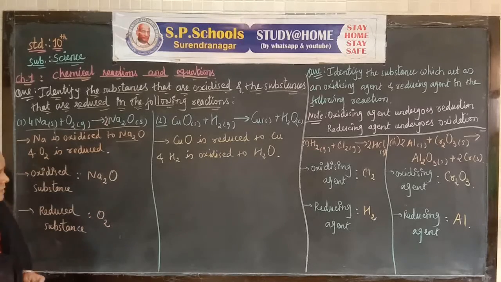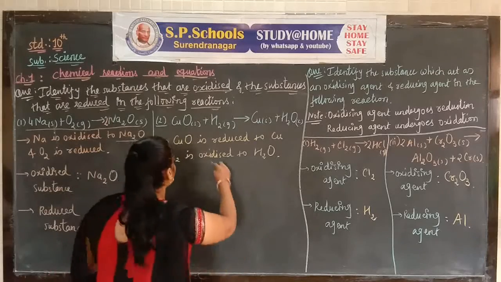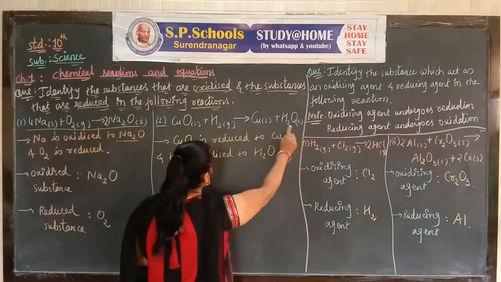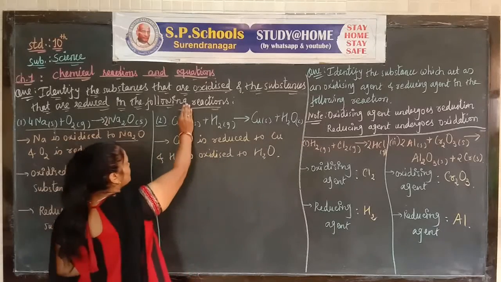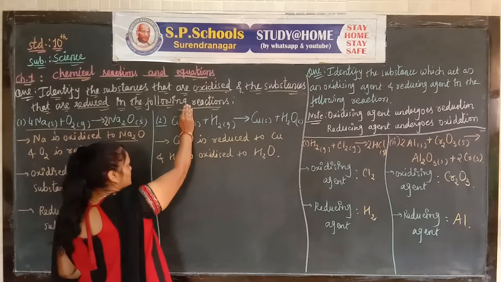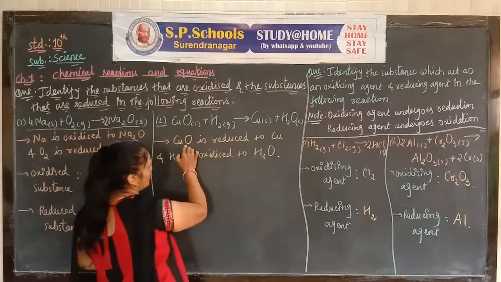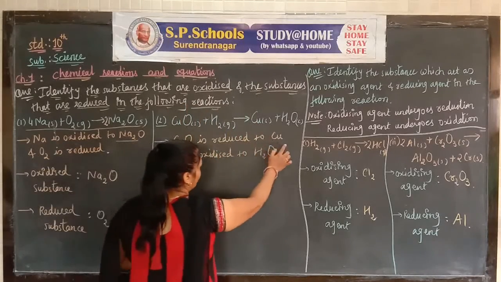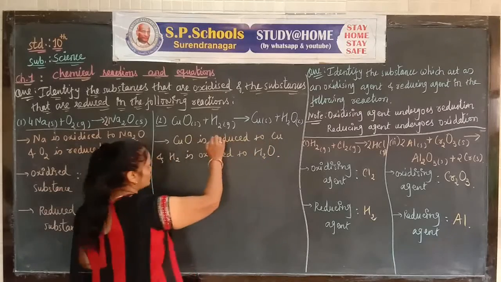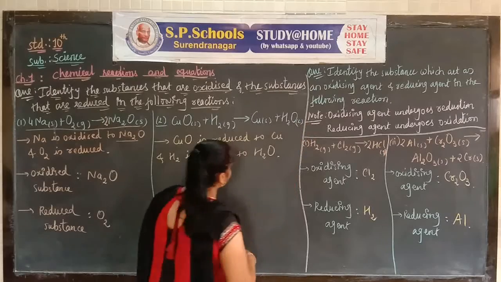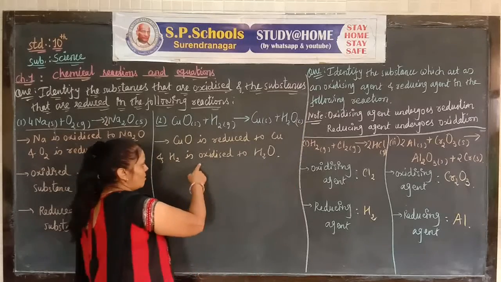Let's see the second. CuO plus H2 gives us Cu plus H2O. Here CuO loses its oxygen and forms Cu. So CuO is reduced to form Cu, and H2 gains oxygen. H2 gains oxygen, so it is oxidized.